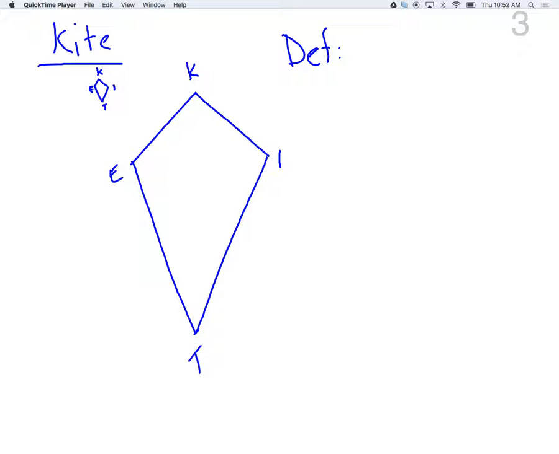What's a kite? Alex, my friend Alyssa has proposed that it's a quadrilateral, not a parallelogram, before we get started with the definition, because we want to start it with a quadrilateral that blah, blah, blah, or a parallelogram that blah, blah, blah. Do you agree or disagree?